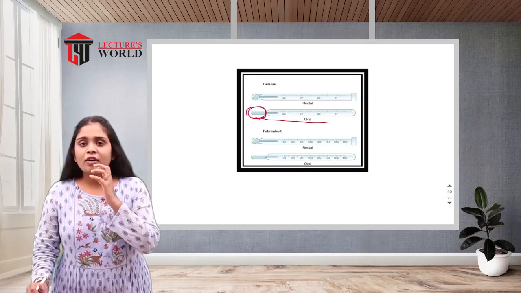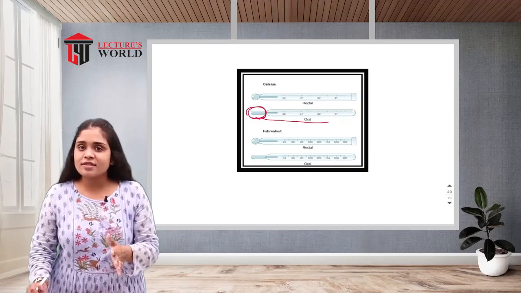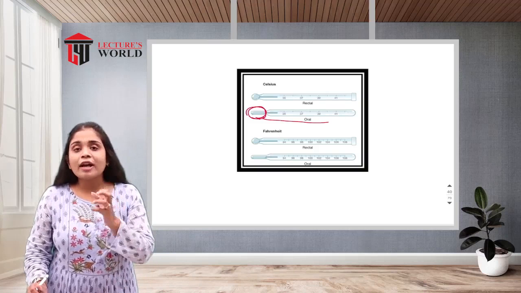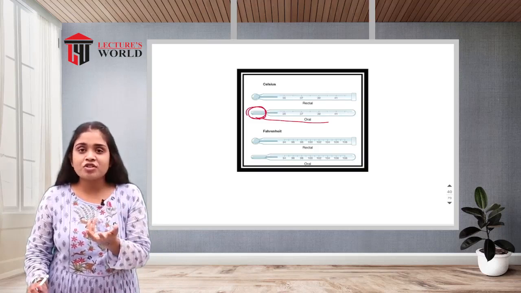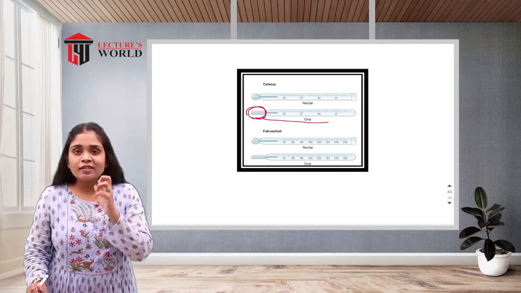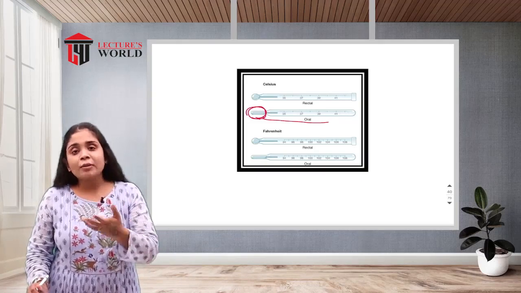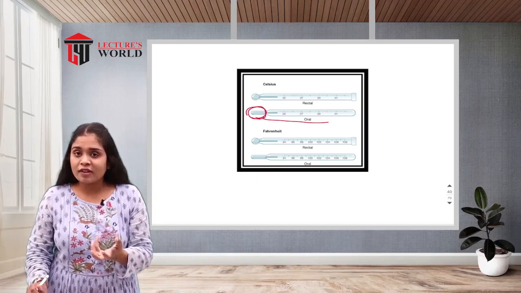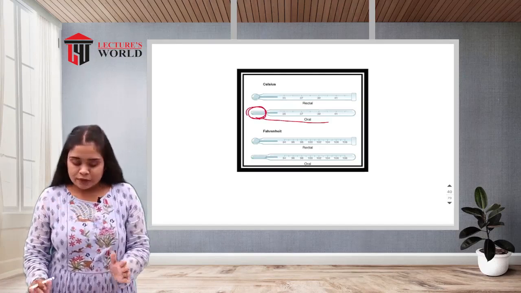Okay, so under the tongue there are tiny vessels available. So what happens if the patient has a temperature? At that time, the mercury inside the bulb will come in contact with the warmth and it will expand.